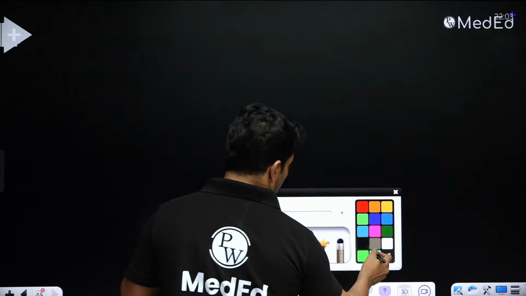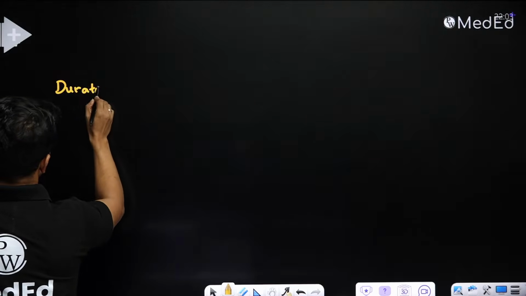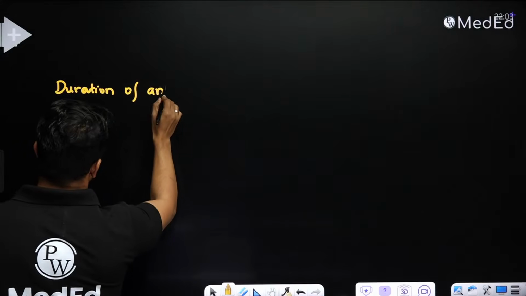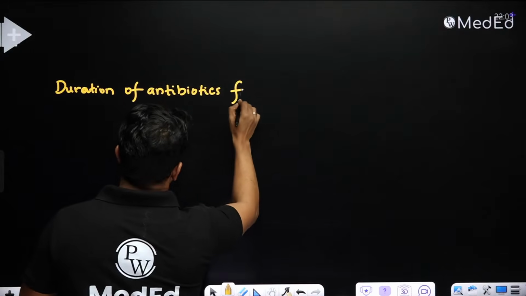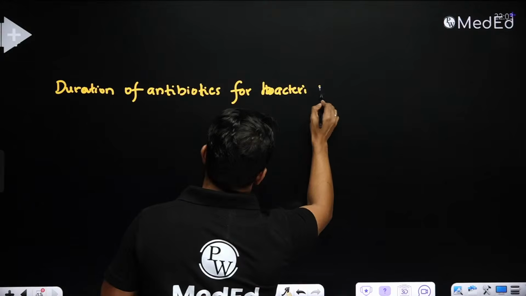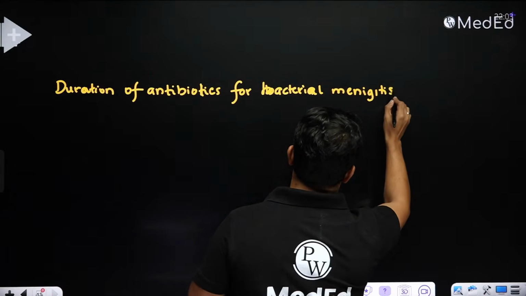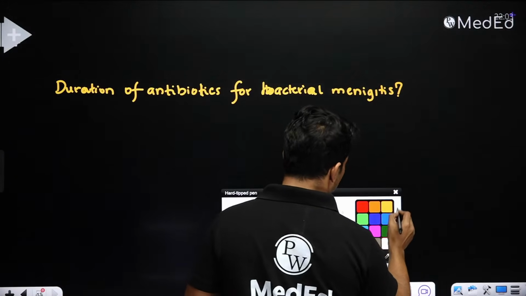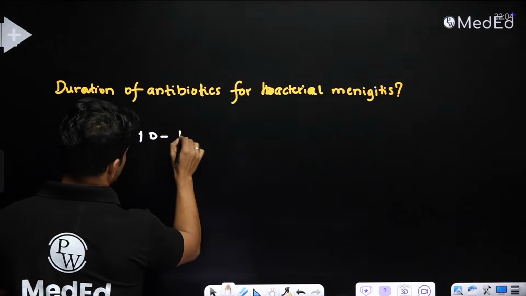Okay. Once we have started and we have modified according to the culture, what should be the duration of antibiotics for bacterial meningitis? What should be the duration? The duration is 10 to 14 days.